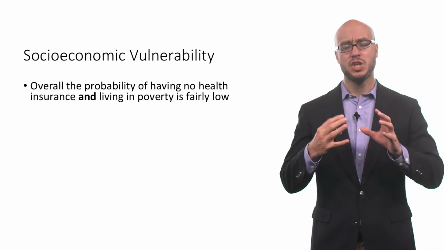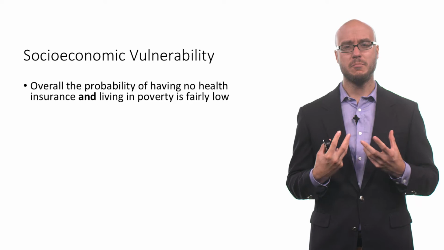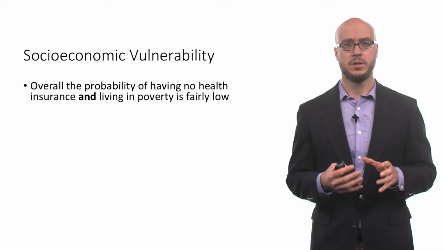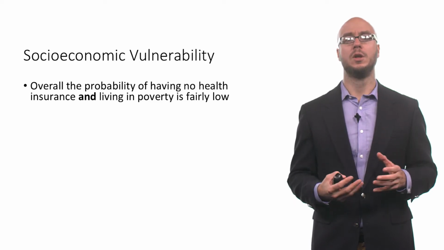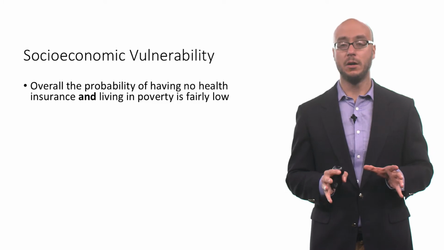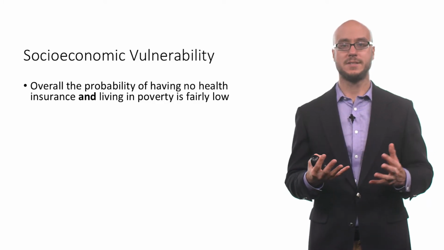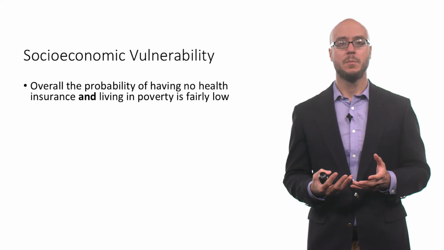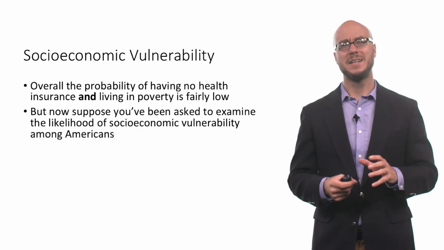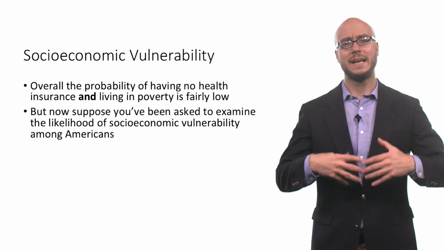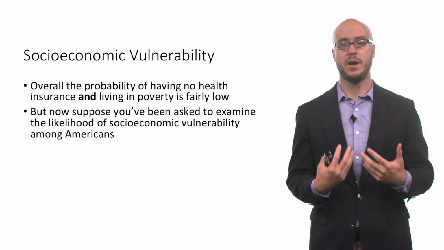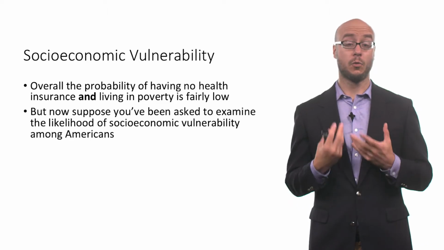But suppose you want to create a different measure of overall socioeconomic vulnerability. So you might say, well, okay, overall, the probability of having no health insurance and living in poverty is fairly low. I mean, from a policy standpoint, it's probably too high. But we might say, okay, it's still 0.09. That's that joint probability. But what if we take a broader perspective about what it means to be vulnerable in a socioeconomic way for Americans?